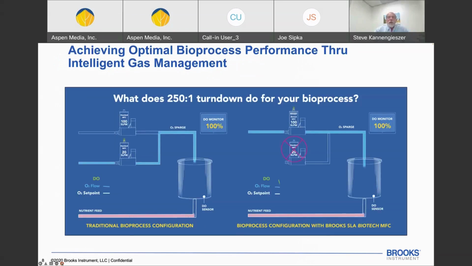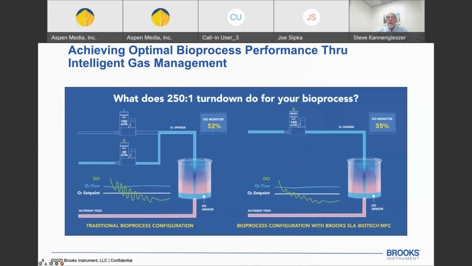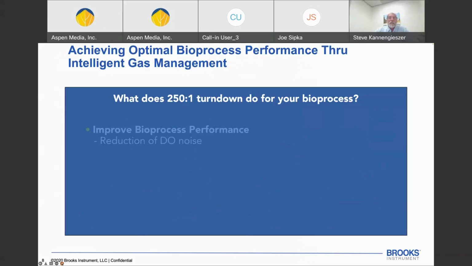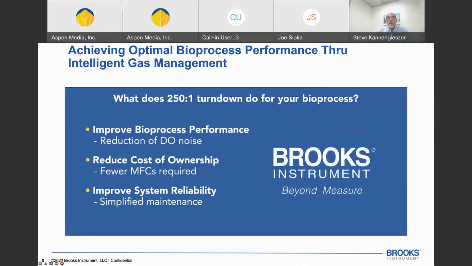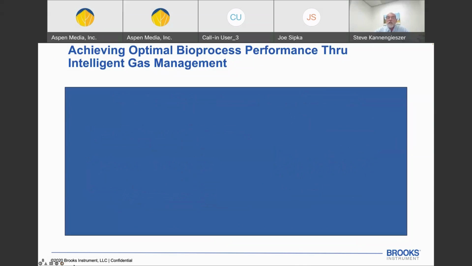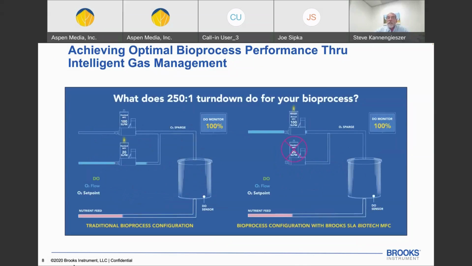This animation is showing what a wide turndown MFC can do for your bioreactor system. Turndown is the mass flow controller's maximum full-scale flow divided by the minimum controllable flow. That's the simple definition, but it leads to a deeper discussion on the usable range or usable turndown of the mass flow device. Stated simply, the device must have good accuracy, good signal-to-noise ratio, and good control stability at the bottom end of that turndown for it to be usable.